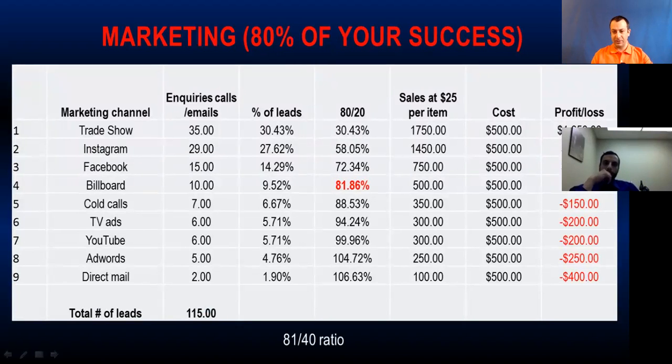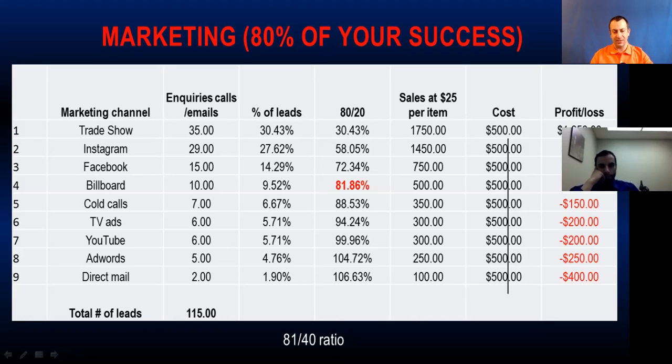So here's an example. This company, let's call it Mostafa's company. We're doing 9 different marketing activities, starting with trade show, Instagram, Facebook, billboard, cold calls, TV ads, YouTube, AdWords, direct mail. These are just examples. They're not in any specific order. We just made the example up. So it's not like direct mail at the bottom is not working or it's good or bad. Anyway, so trade show has created 35 calls or inquiries or emails. Instagram, 29. Facebook, 15. Billboard, and the rest of it.